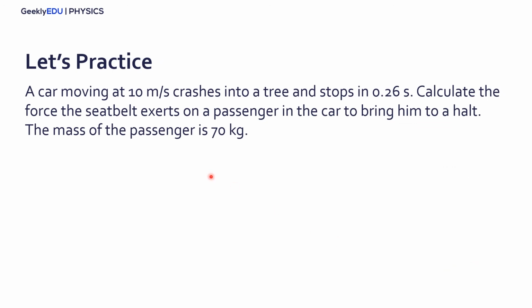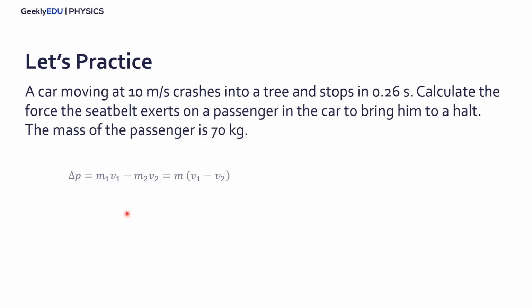Okay, let's practice a little bit. So we have a car that's moving at 10 meters per second and crashes into a tree and stops in 0.26 seconds. We want to calculate the force the seatbelt exerts on a passenger in the car to bring him to a halt. And we know the mass of this passenger is 70 kilograms, right?